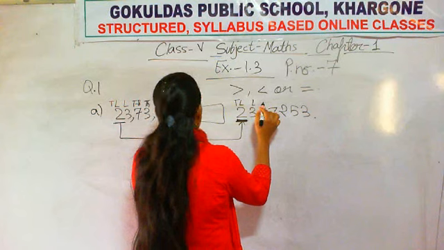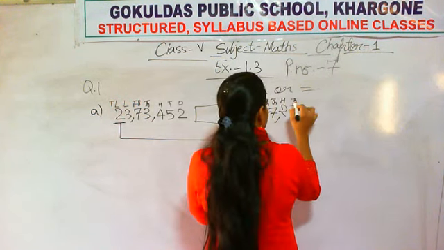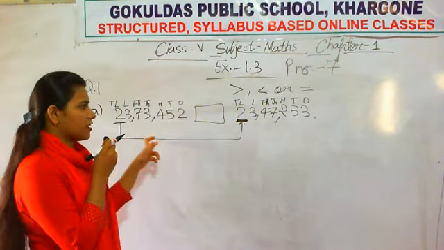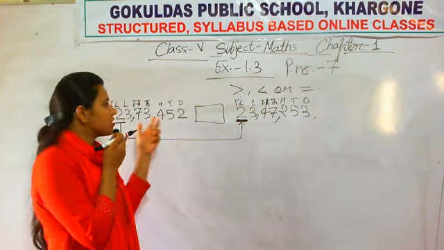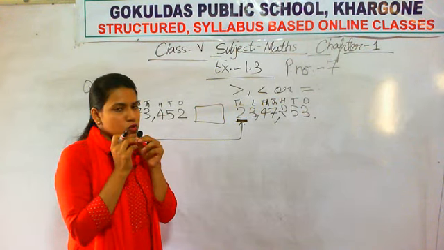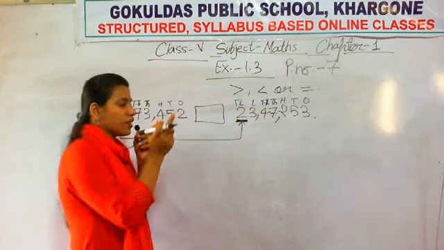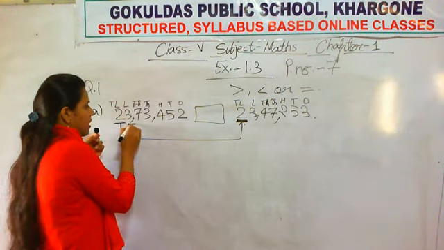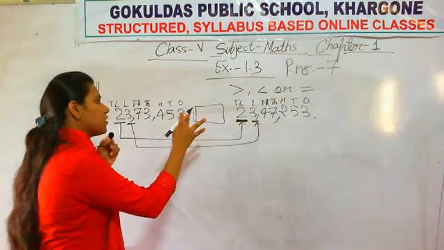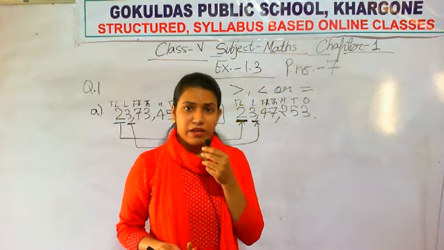The highest place value here is 10 lakhs. When you compare the 10 lakhs digits, you can see they are the same here and here. So can you guess which number will be greater? No. So you compare the next digit, that is at the lakhs place. In both the numbers, 3 is at the lakhs place. So again you cannot guess which number is greater.